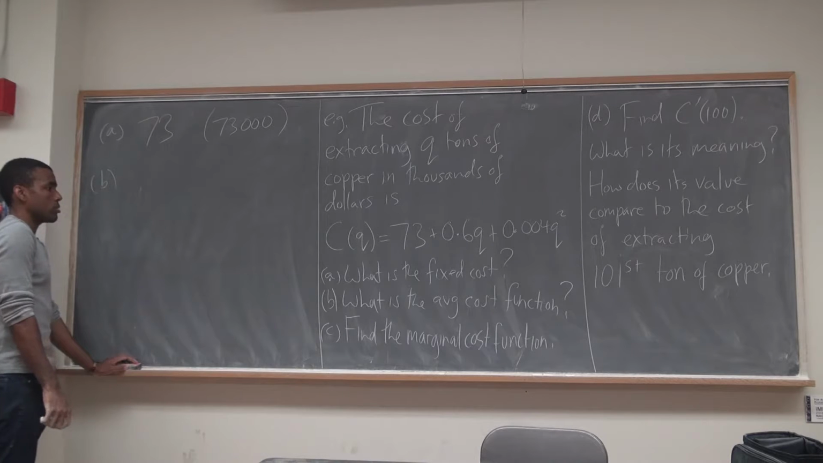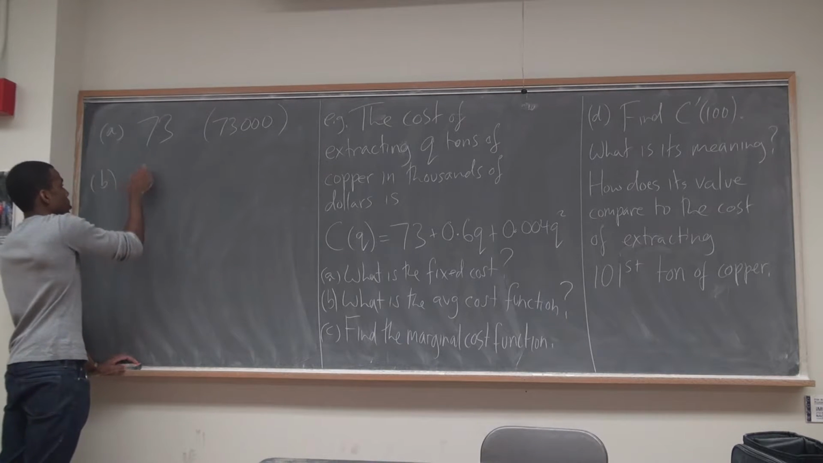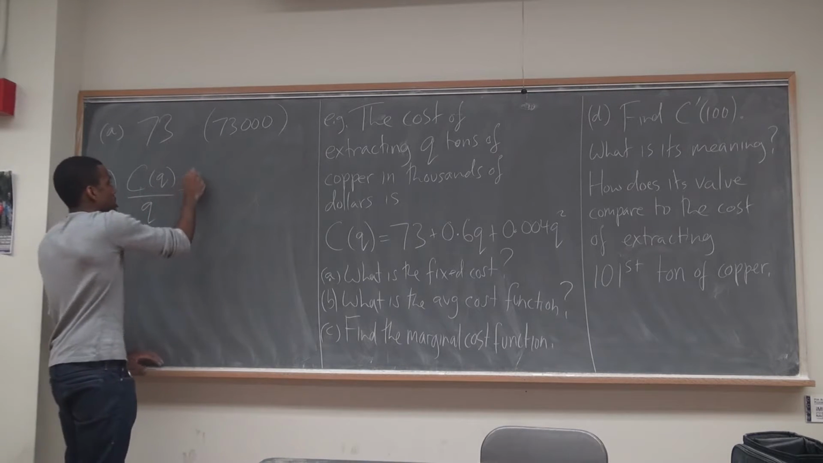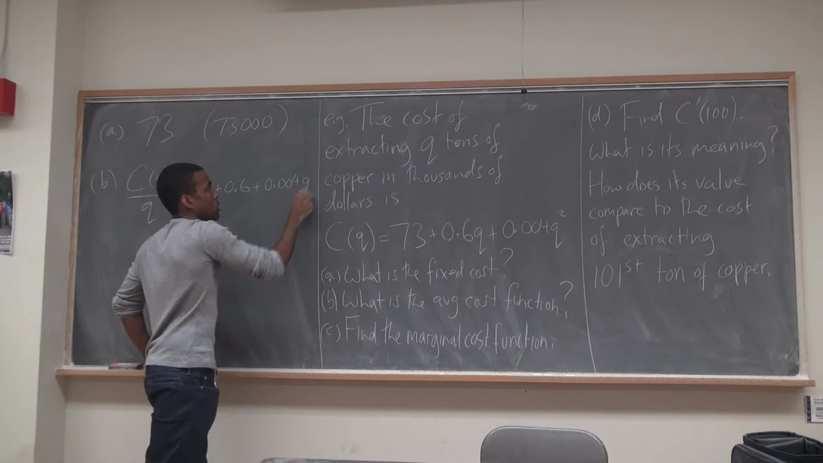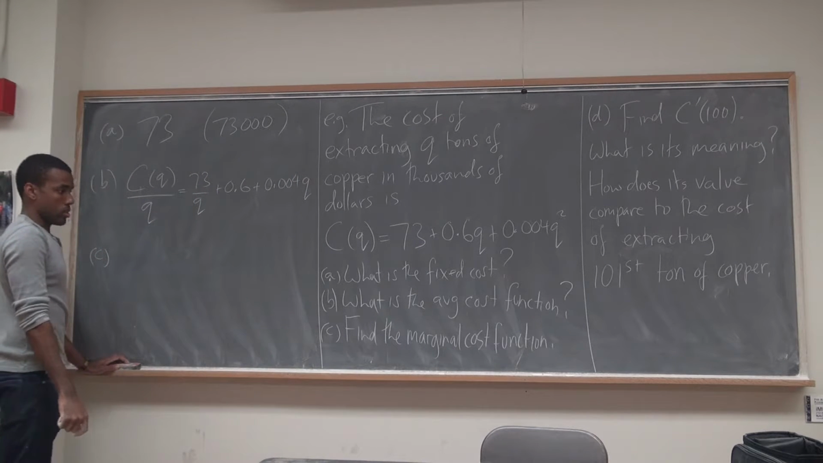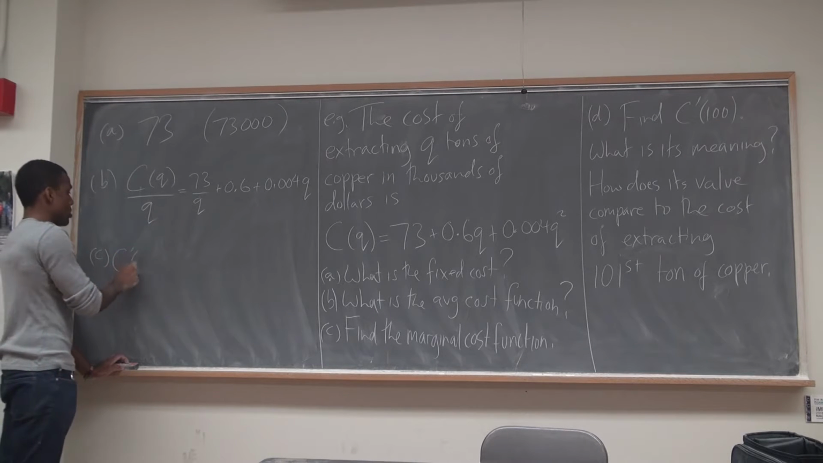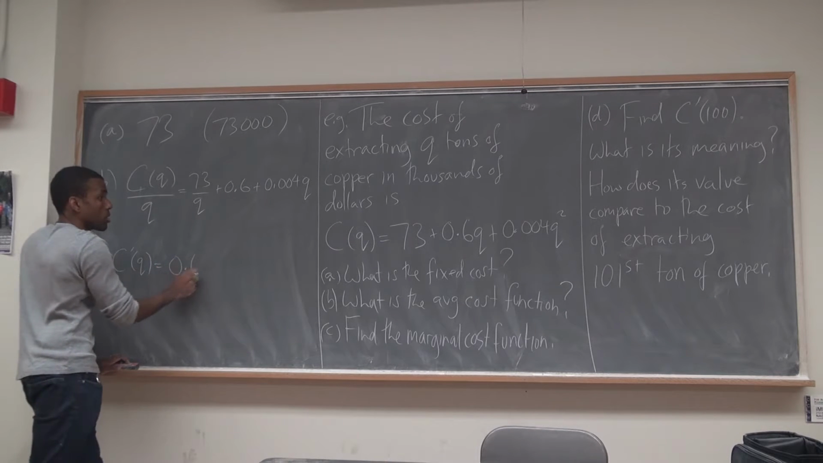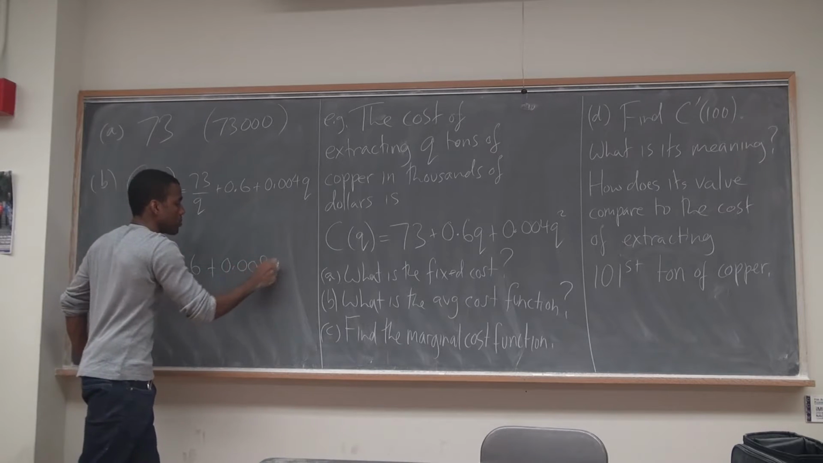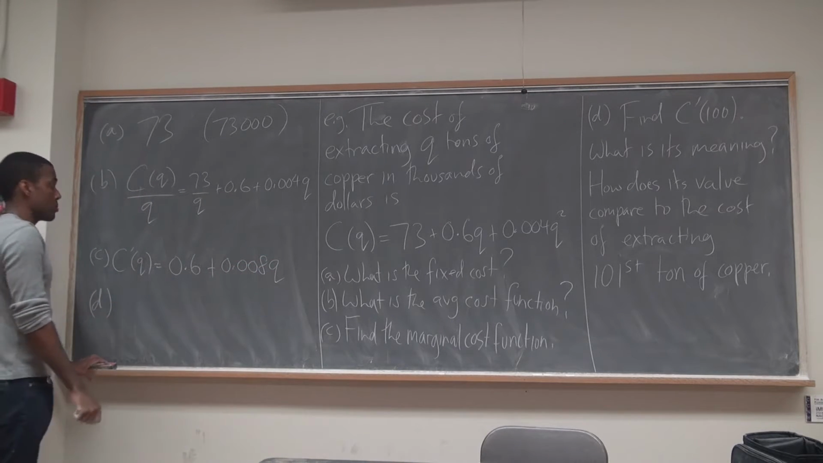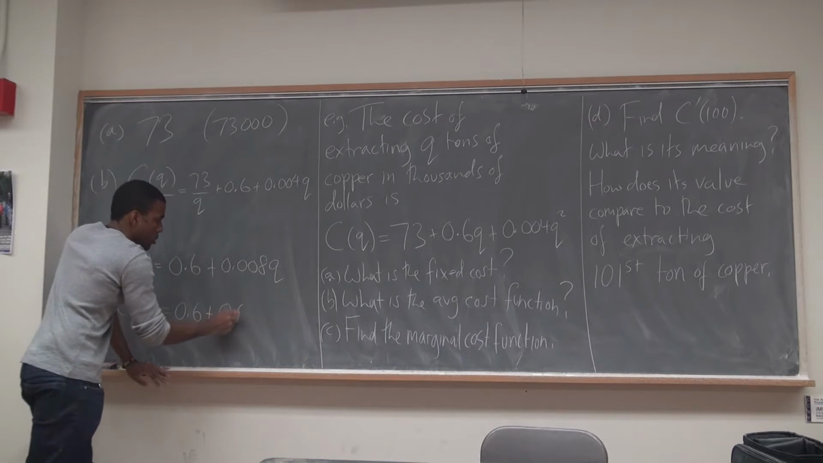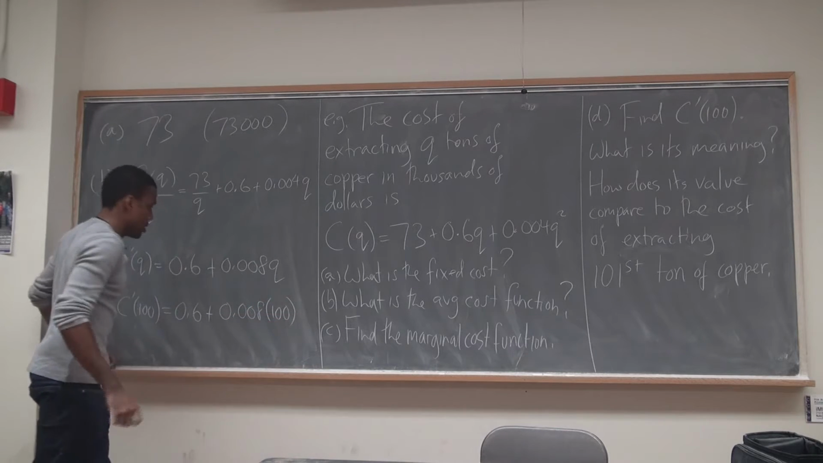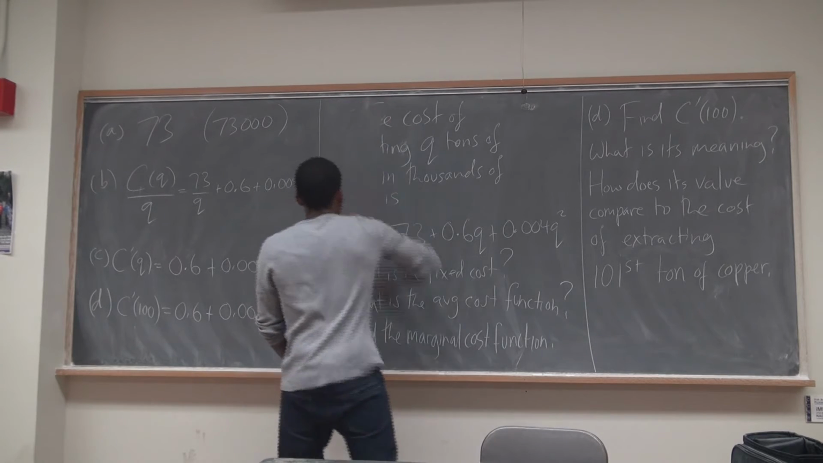B, how do I find the average cost function? It's the whole function over Q. So this is C of Q over Q, which is going to be 73 over Q plus 0.6 plus 0.004 Q. C, what is the marginal cost function? The derivative, which is 0.6 plus the derivative. So it's going to be 0.6 plus 0.008 Q. D, plug in 100. So C prime of 100 would be 0.6 plus 0.008 times 100, which is 1.4. That's it.